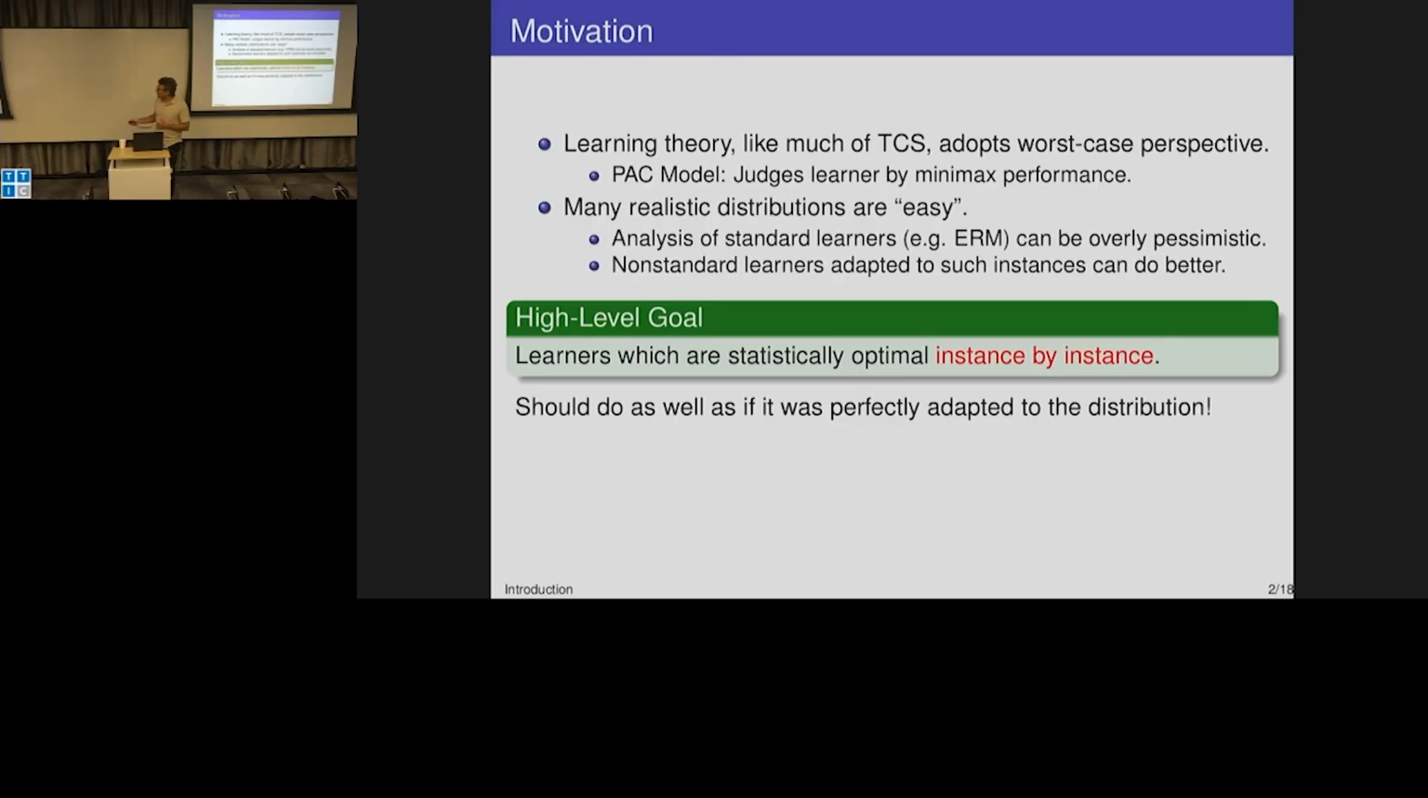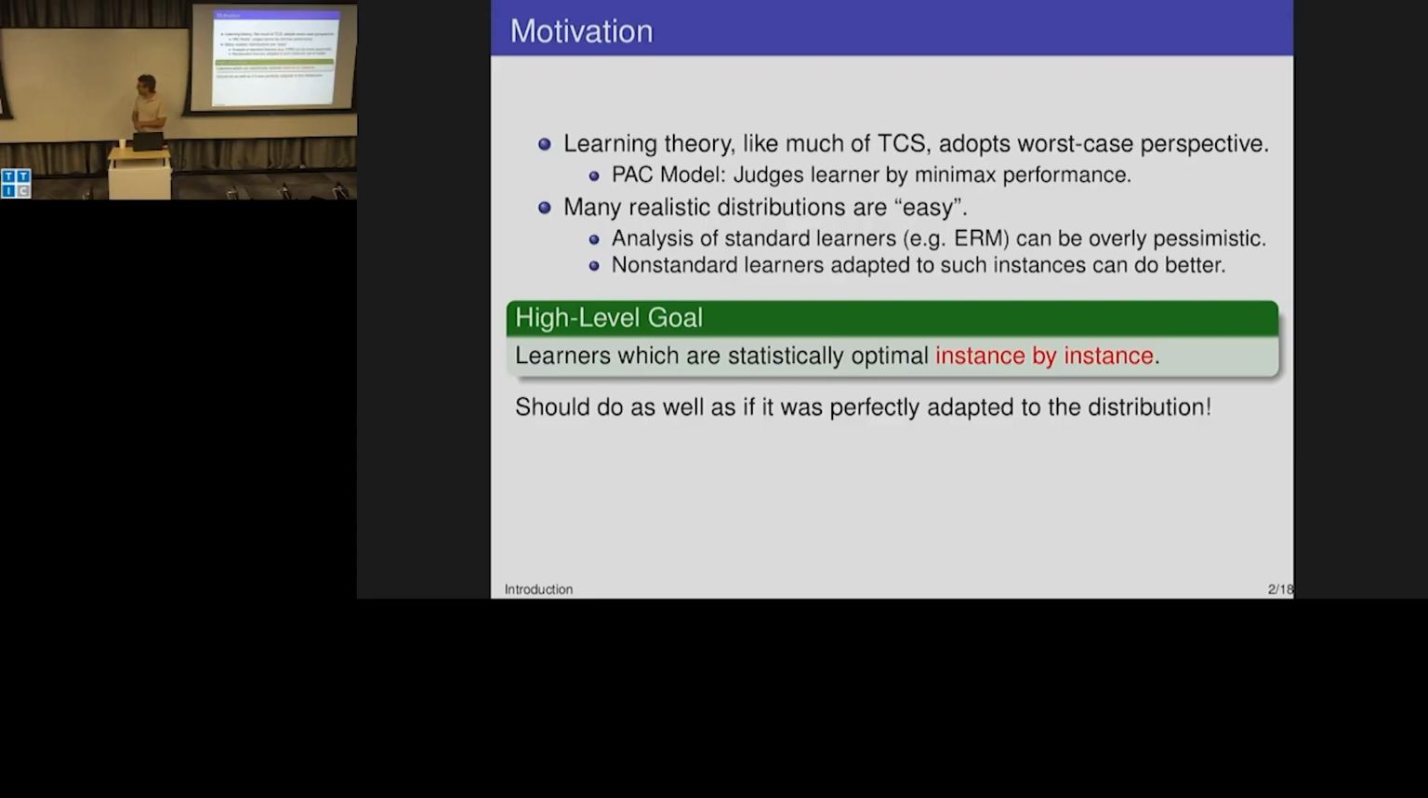But even worse are situations where you would want to use a different, less standard learner for these instances, because you could do better by going beyond standard ideas like empirical risk minimization. So my high-level goal that I'm going to start with is to ask, basically, to what extent can we get learners that are statistically optimal, instance by instance, or distribution by distribution? Okay. And I'm going to be mostly concerned with statistical optimality in terms of sample complexity rather than computation in this talk. So one way to interpret this goal is that I would like to do as well as if my learner was perfectly adapted to the distribution, even though I don't know the distribution upfront.